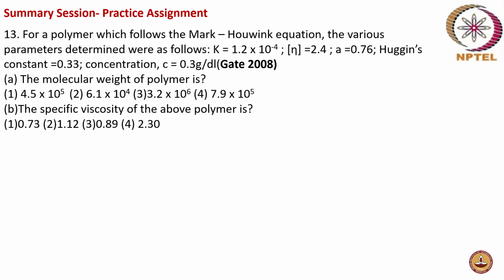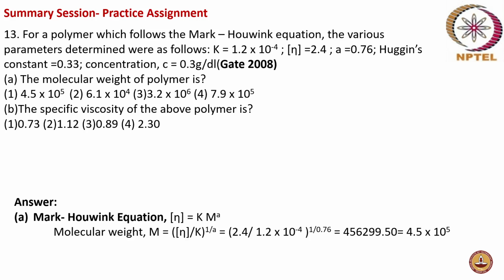Now for the next part of the question, how do you proceed? Specific viscosity by C is equal to eta plus Huggins constant into eta square C. So that is your Huggins equation you're saying. First let's discuss the Mark-Houwink. As you said, it is eta is equal to k into m power a. So you have all other parameters except molecular weight. If you substitute all the parameters, you will end up with molecular weight as 4.5 into 10 power 5.